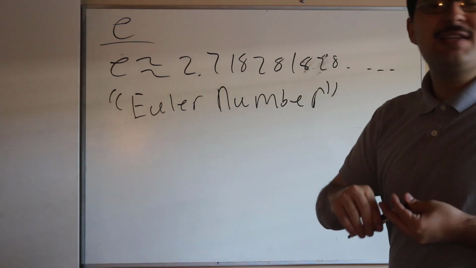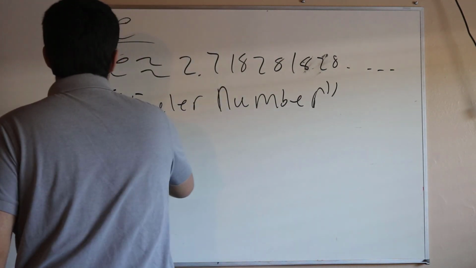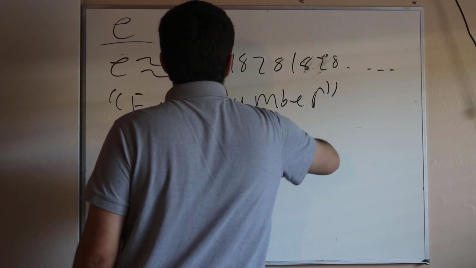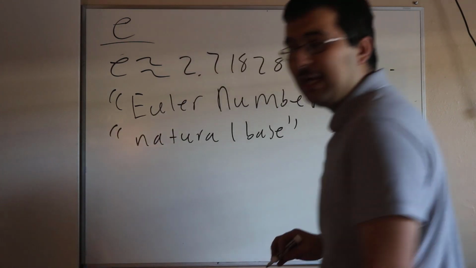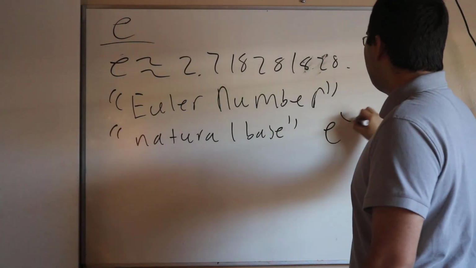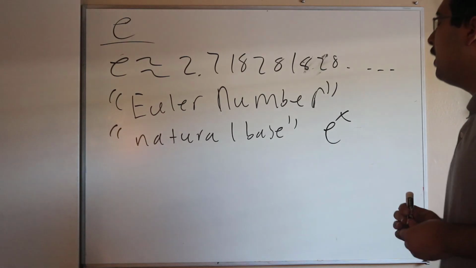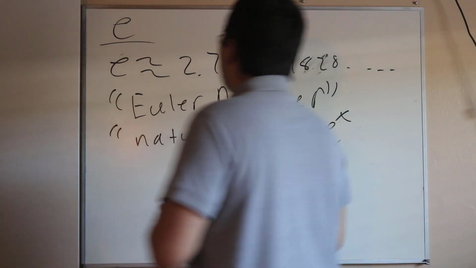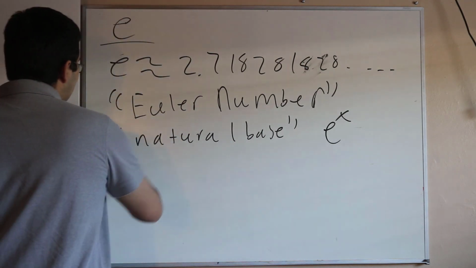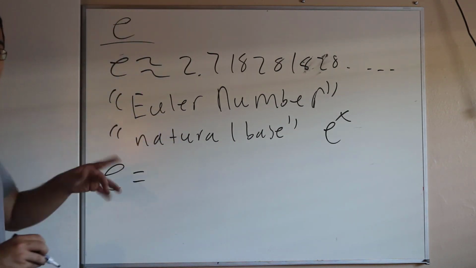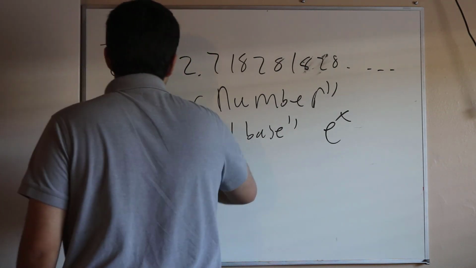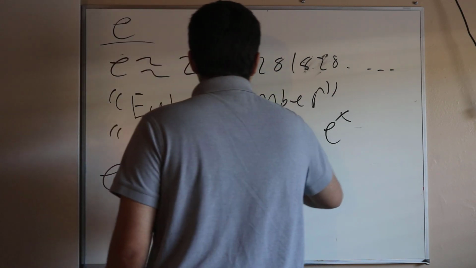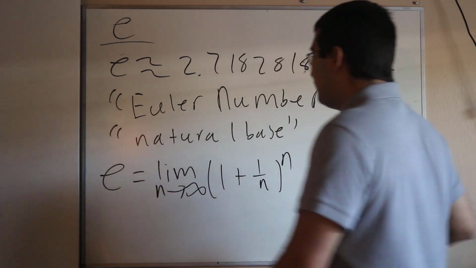What's more important for us is that e is also known as the natural base. Again, going back to base being the number value in an exponential function, so something like e to the x. For any of you who are going to move on to calculus, the value of e can actually be calculated. The value of e can be found from the following limit: the limit as n approaches infinity of (1 + 1/n) to the power of n.